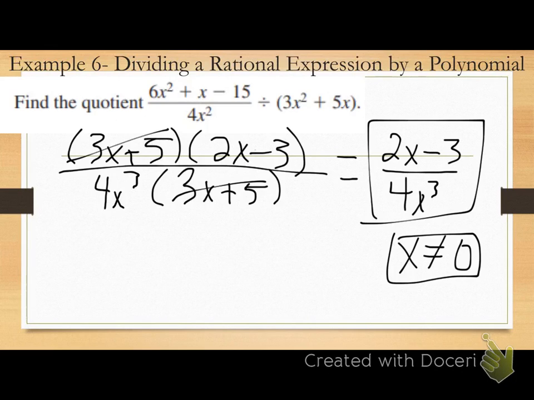You want to know an easy way to figure that out? Set 3x plus 5 equal to 0 and solve for x. So I subtract 5 from both sides.